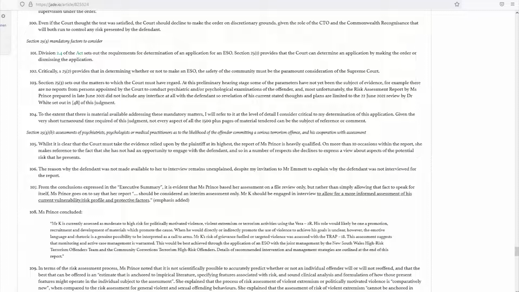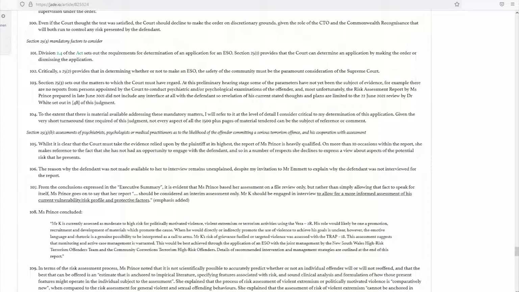Section 25(3)(b). Assessments of psychiatrists, psychologists, or medical practitioners as to the likelihood of the offender committing a serious terrorism offence and his cooperation with assessment. 105. Whilst it is clear that the court must take the evidence relied upon by the plaintiff at its highest, the report of Miss Prince is heavily qualified.